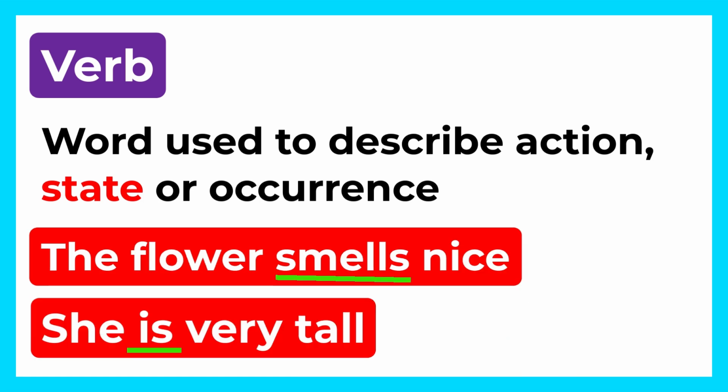As you can see in both examples, we're not describing action. Rather, we're describing the state of being. The verbs in both examples link the noun to the adjective.